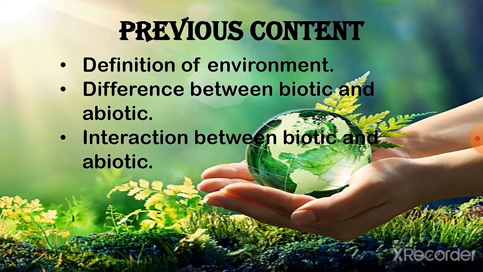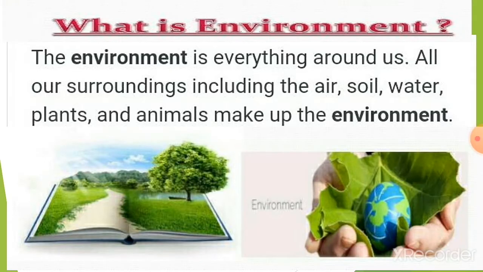In last class, we saw about the definition of environment, difference between biotic and abiotic factors, interaction between biotic and abiotic factors. We just recall our previous content. What is environment? The environment is everything around us. All our surroundings, including the air, soil, water, plants, and animals, make up the environment.